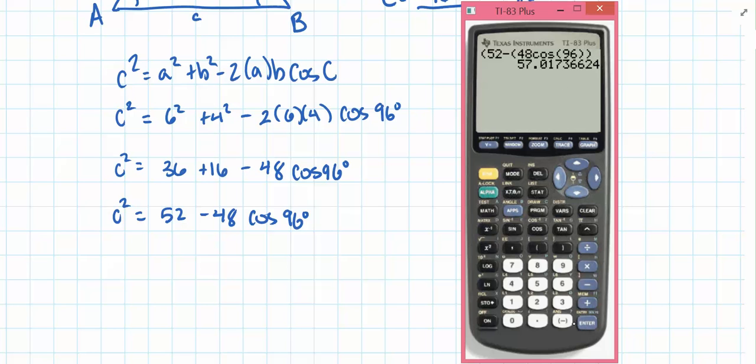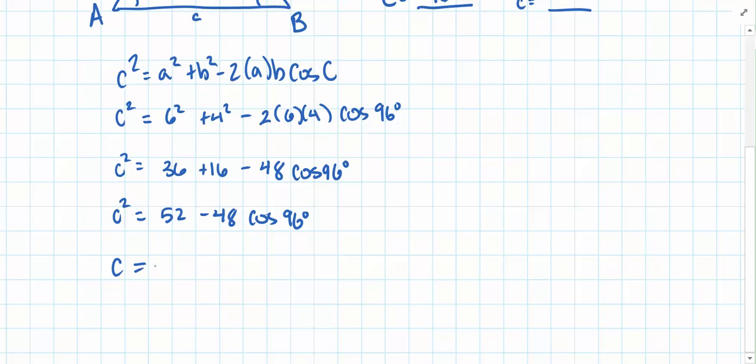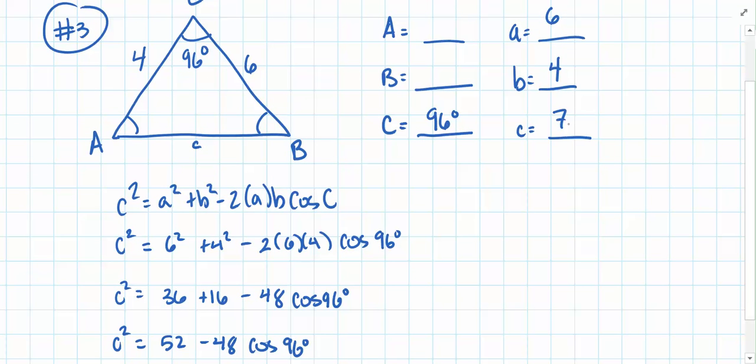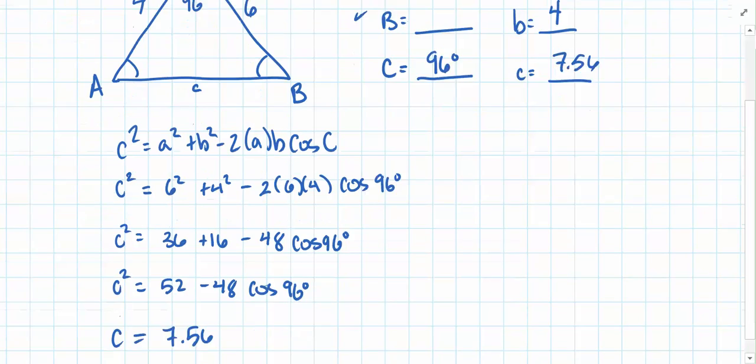So that gives me 57 point blah blah blah. So I want the square root of that. So second square root of second answer, and therefore c is about 7.56. Okay? So c is 7.56. So I'll put that back up here. Now from there you need to get a and you need to get b, right?